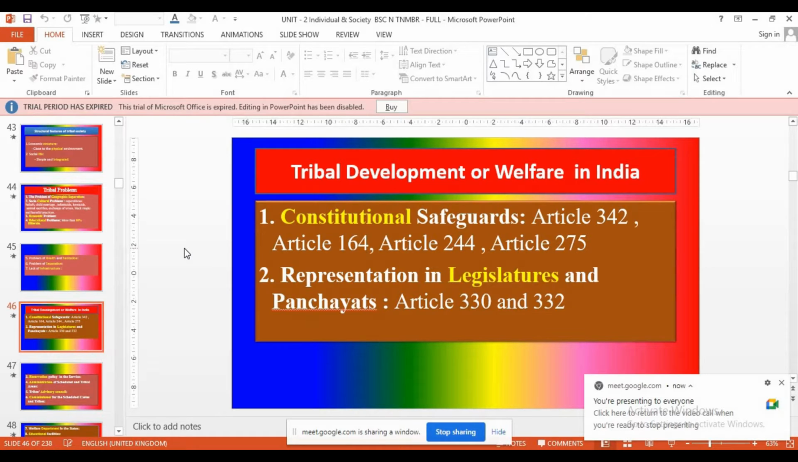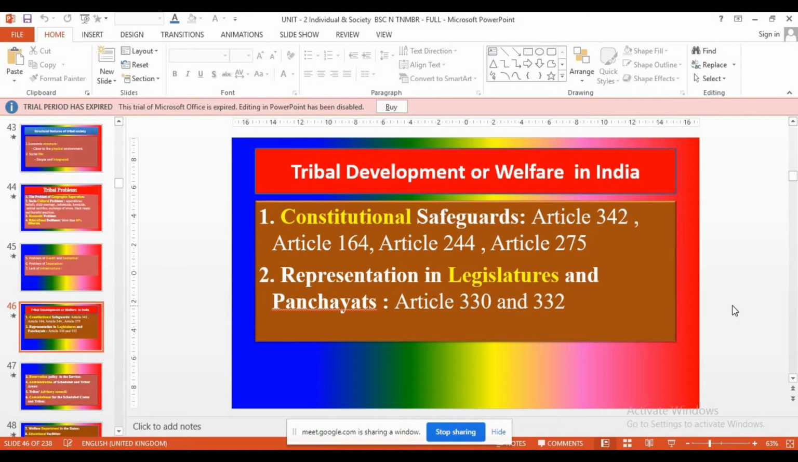Yesterday we learned about tribal problems. Today we have to start with tribal development and welfare. India has taken considerable measures to support tribal people and promote their welfare.